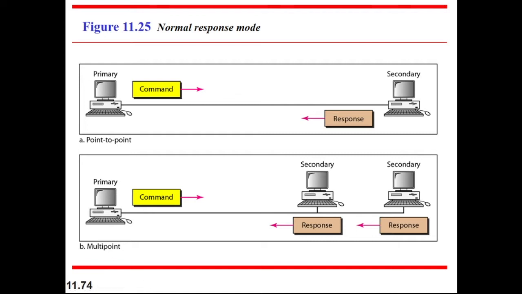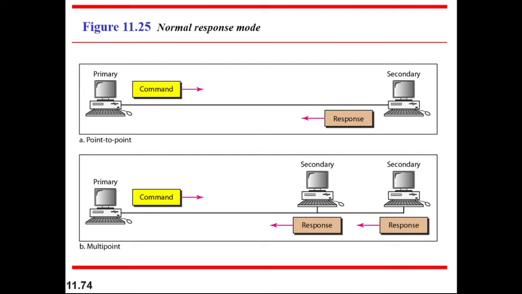Okay, so this is the normal response mode. Here you can see we have a primary station, and the primary station can send the commands to the secondary stations, and the secondary station can only respond. Only the primary station can send commands to the secondary stations, and the secondary stations can only provide a response. This is NRM, or normal response mode.